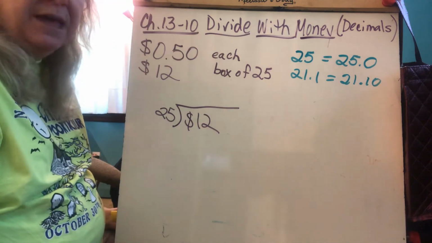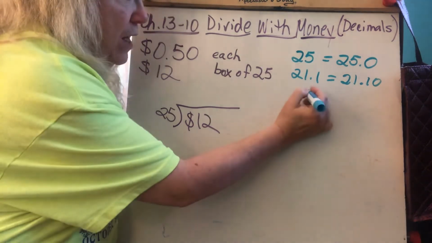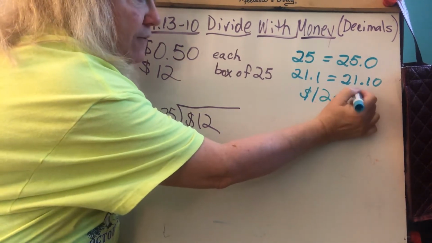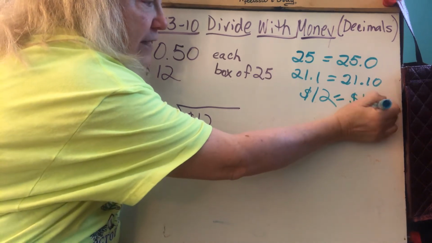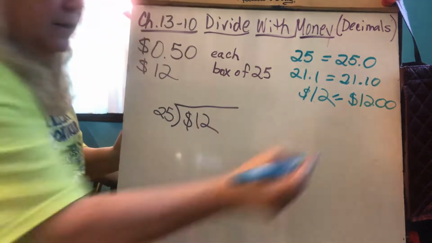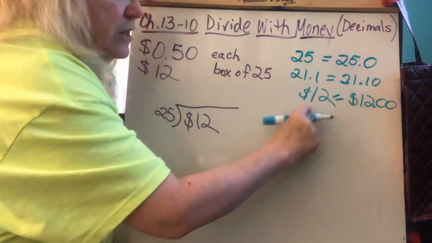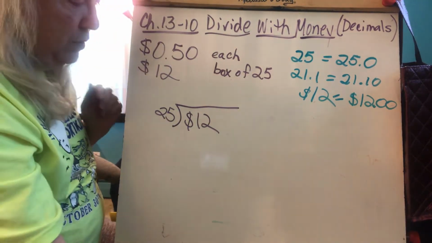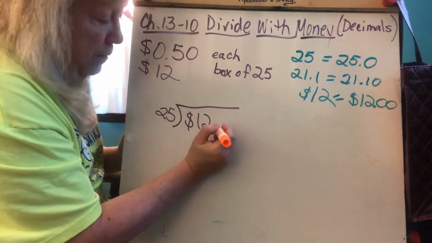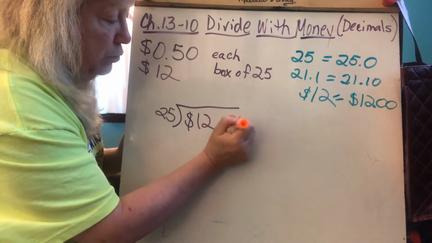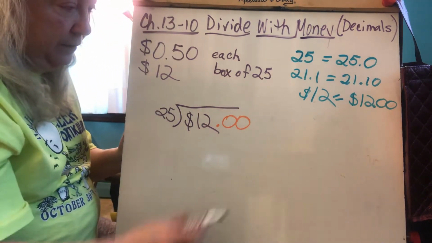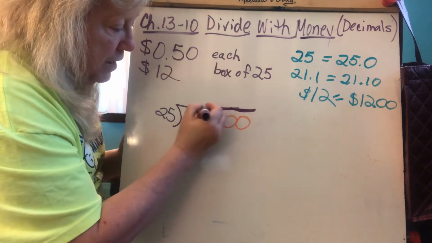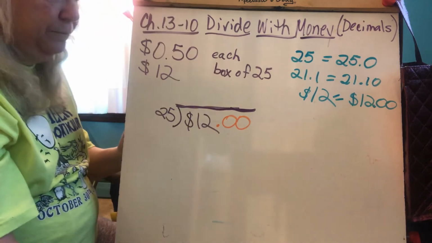Well, the same thing happens with money. $12 written this way is the same thing as if you wrote $12.00. These two amounts are exactly the same. So what we have to do here is first put in our two zeros, okay, so that we have enough spots to divide into.